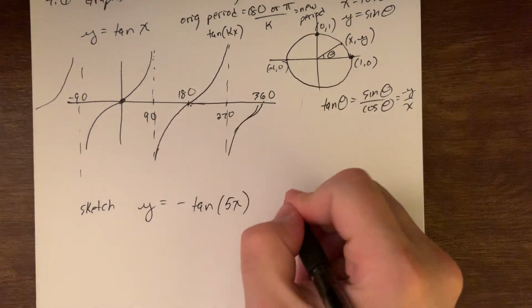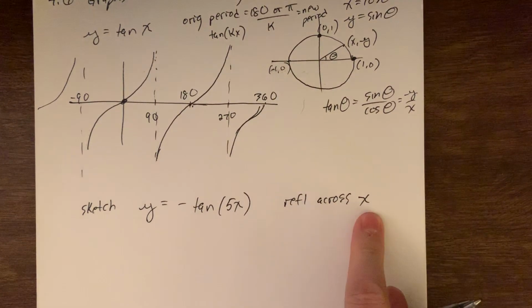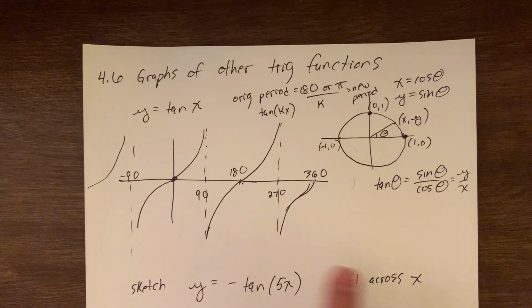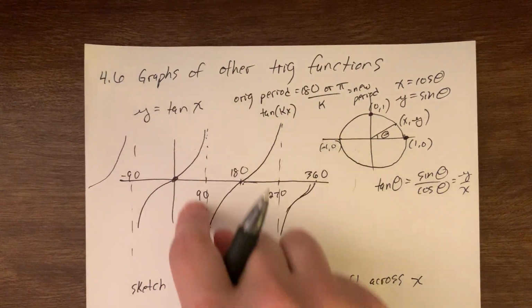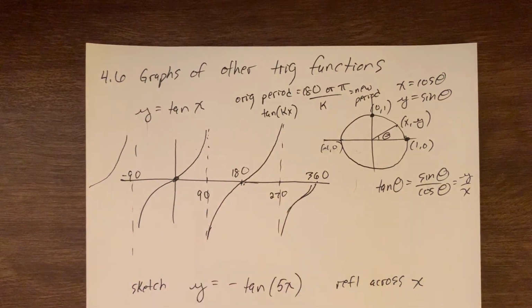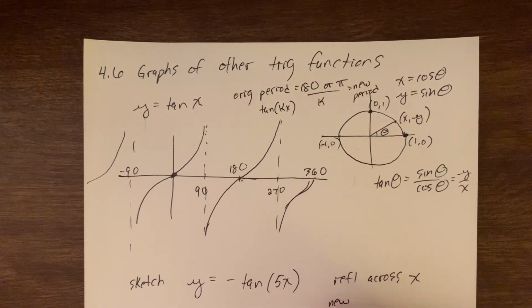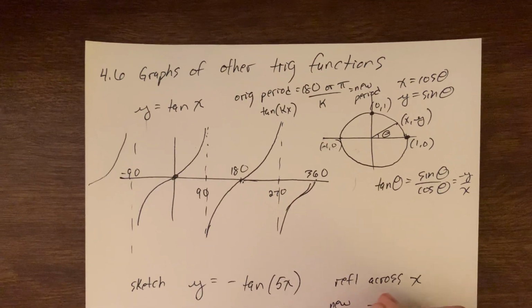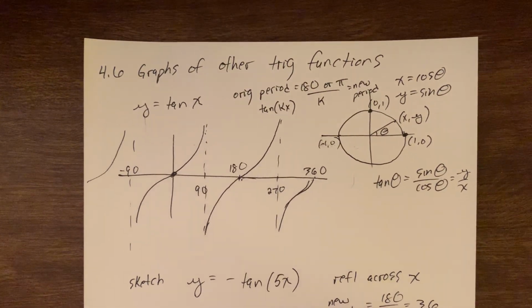Well, the negative, there's my reflection across the x-axis. Think how that works. Well, instead of starting here and going up and this goes down, it would be the reverse. This would be the one cycle of negative tangent. There the k is 5. So for the new period, I'll do 180 divided by 5, which will give me 36.